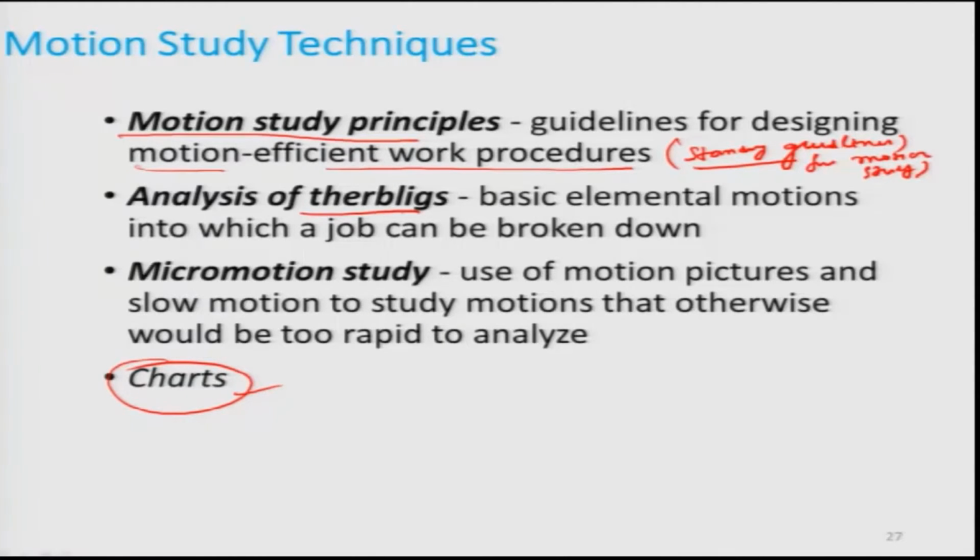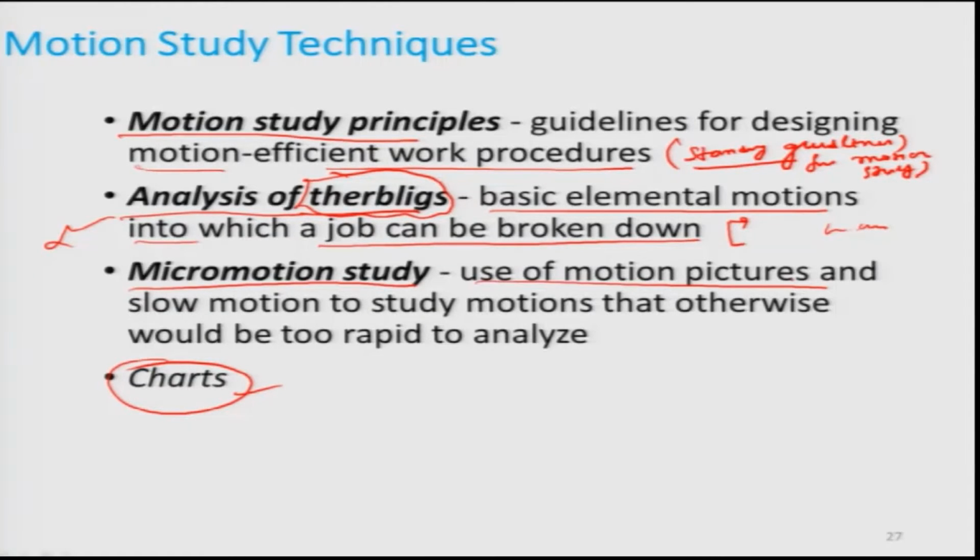Analysis of Therbligs. Therblig is a set of graphical picturizations of your operation and various movements, so that using this you can make a graphical representation of any process or operation. They are the basic elemental motions into which a job can be broken down. In this analysis, a job is divided into several parts, and each part is represented with a unique graphical picture. In macro motion study, motion pictures and slow motion are used to study motion that otherwise would be too rapid to analyze.